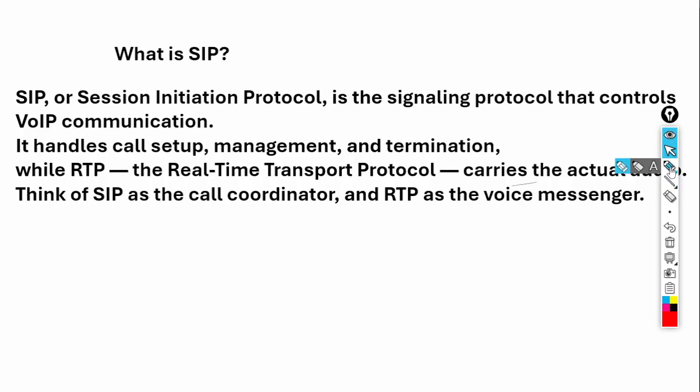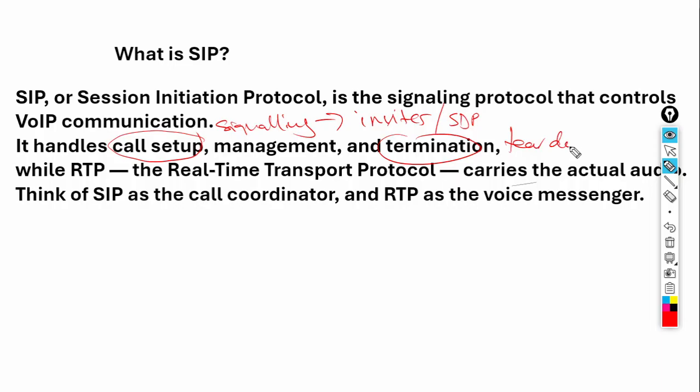So we begin by discussing what is SIP. SIP, or Session Initiation Protocol, is the signaling protocol that controls VoIP communication, which is voice over IP. It handles call setup, management, and termination. By call setup we mean signaling, which is done by way of sending invites and SDP, session description protocols, and then management and the termination, which you can call the teardown.